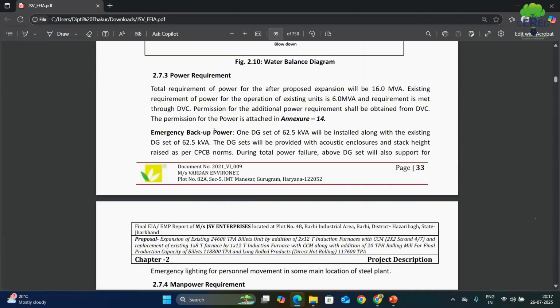Next is the power requirement. First, the total power requirement after the proposed expansion. Previously, it is not written, but after the proposed expansion, 6 MVA power is required for the existing plant, but after expansion, it will be 16 MVA. And for emergency backup, they have a 62.5 kVA DG set.